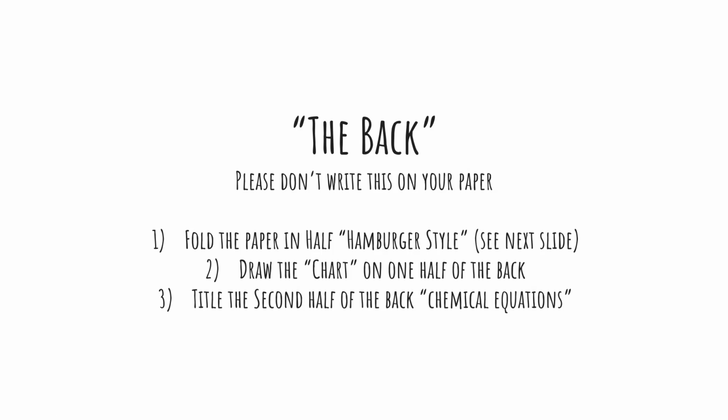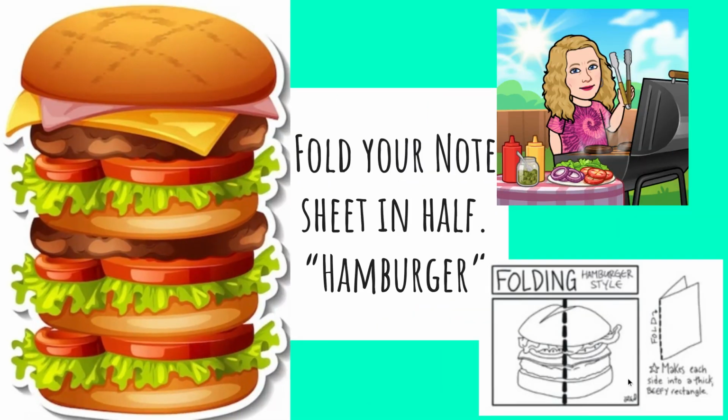We're going to be folding this paper in half, hamburger style. And we're going to draw a chart on one half, and on the other half, we'll save that for the chemical equation. So we need to look at those chemical equations for photosynthesis and cell respiration together.